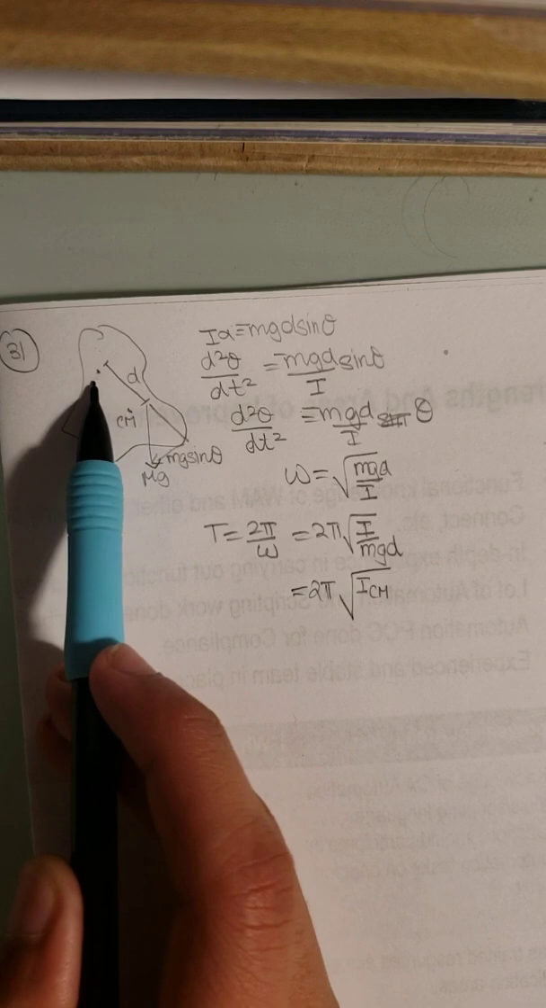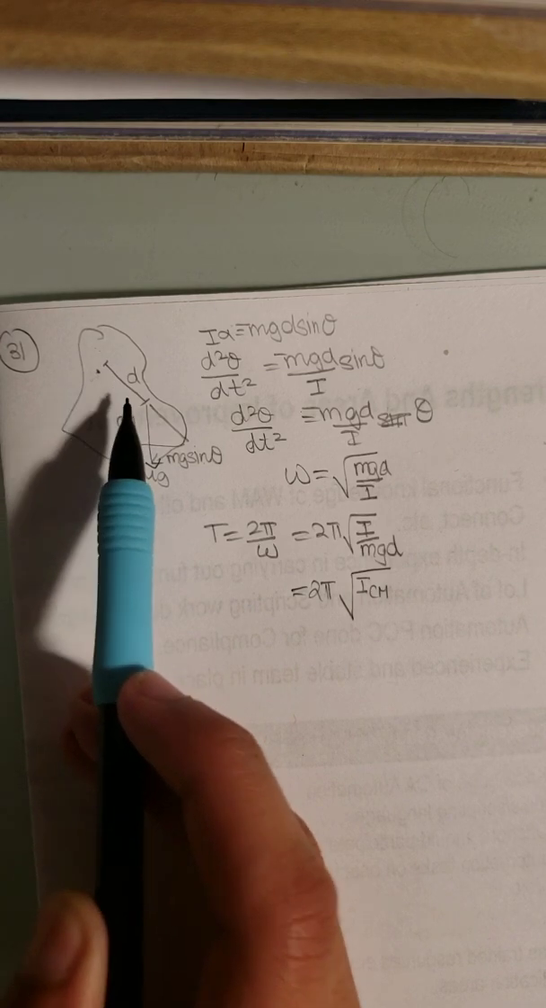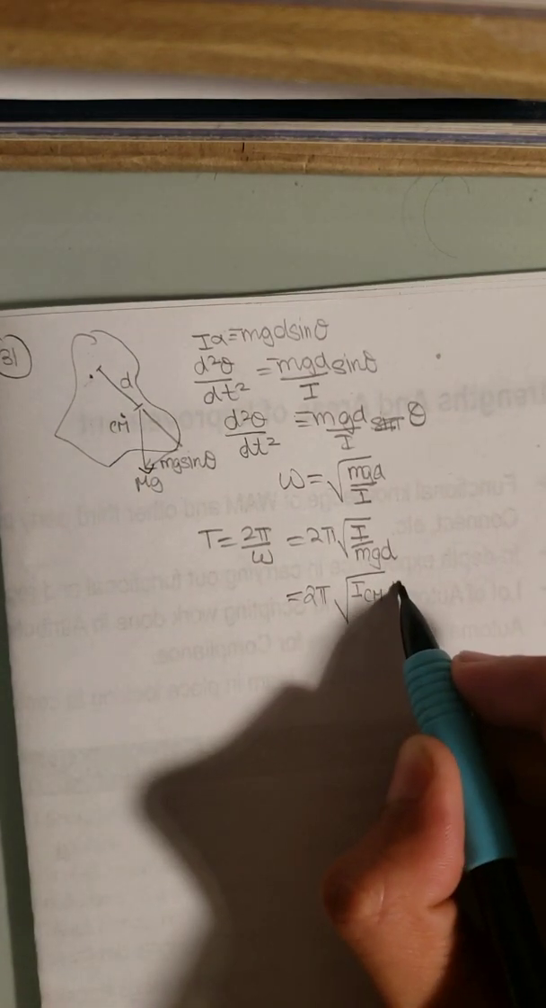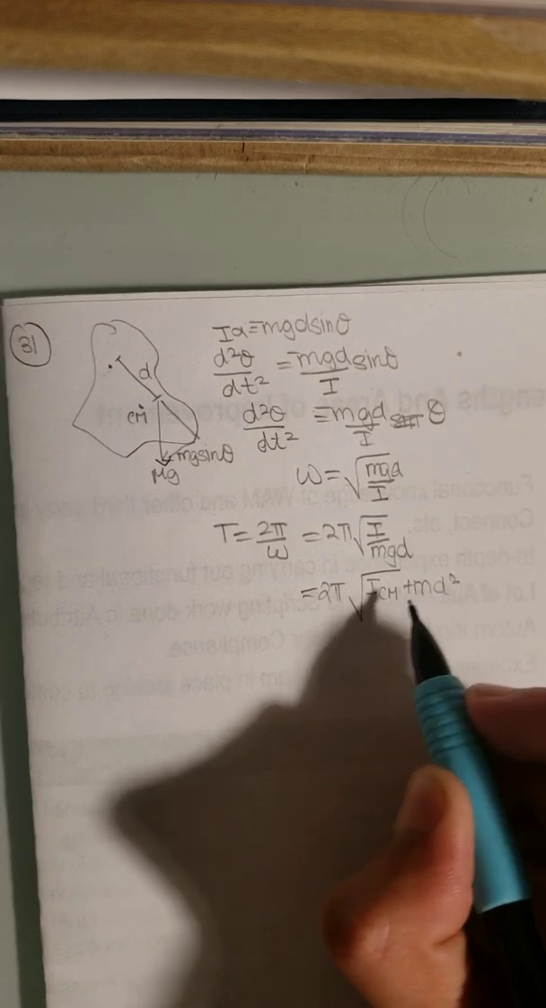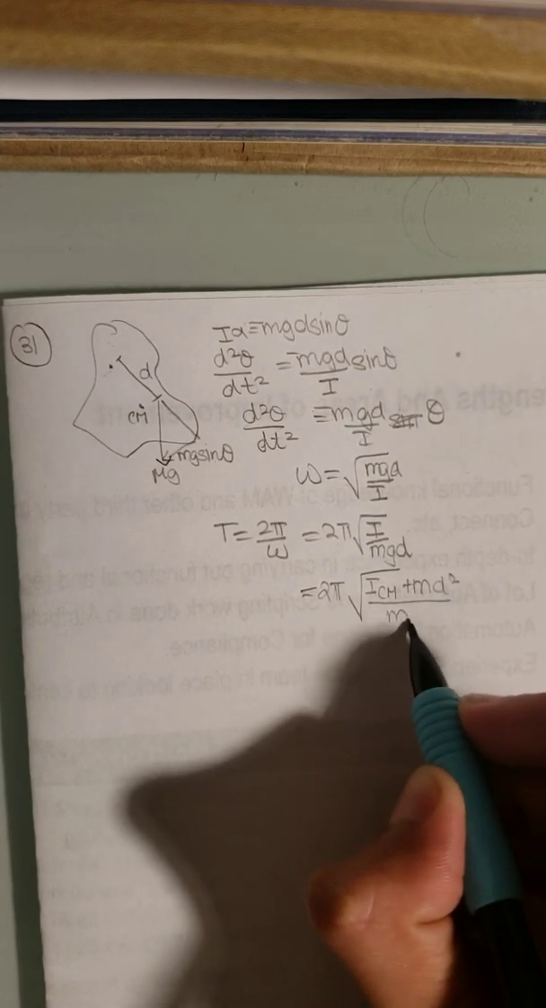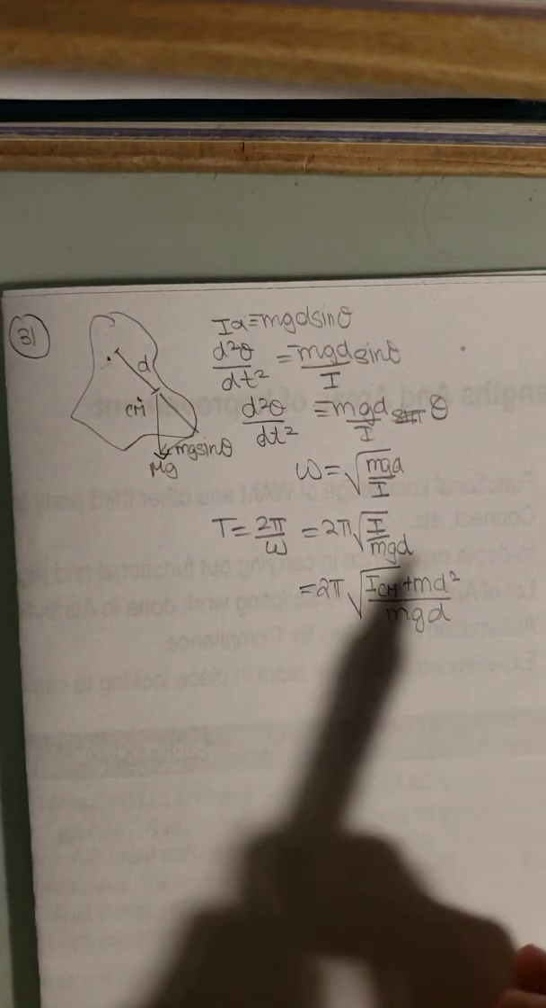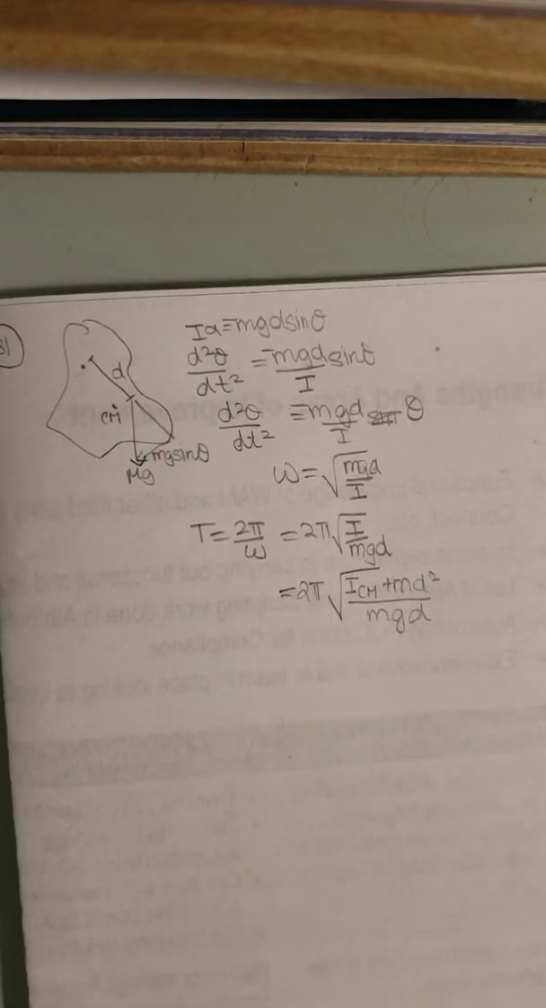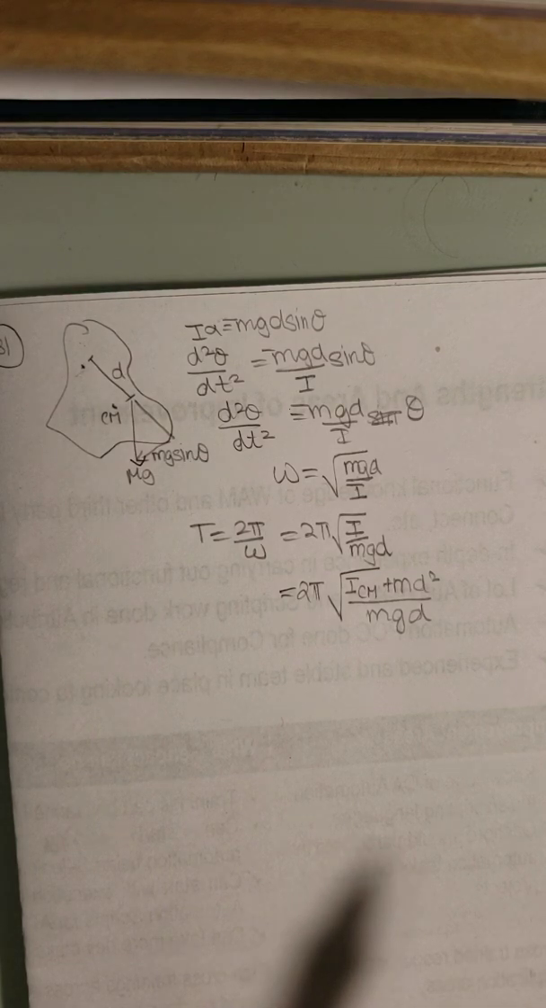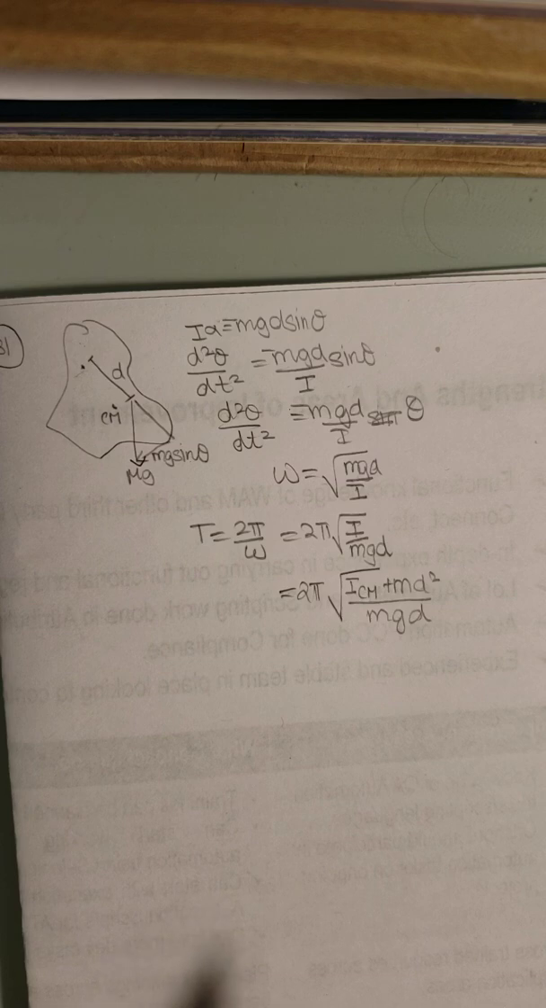But since we're rotating it at a point D away from the center of mass, we'll have to add the second term, md squared. And we'll be dividing this entire thing by mgd, as that's in the denominator over there. So that's basically part A. Part B says, show that the period has a minimum value when D satisfies md squared equals ICM.